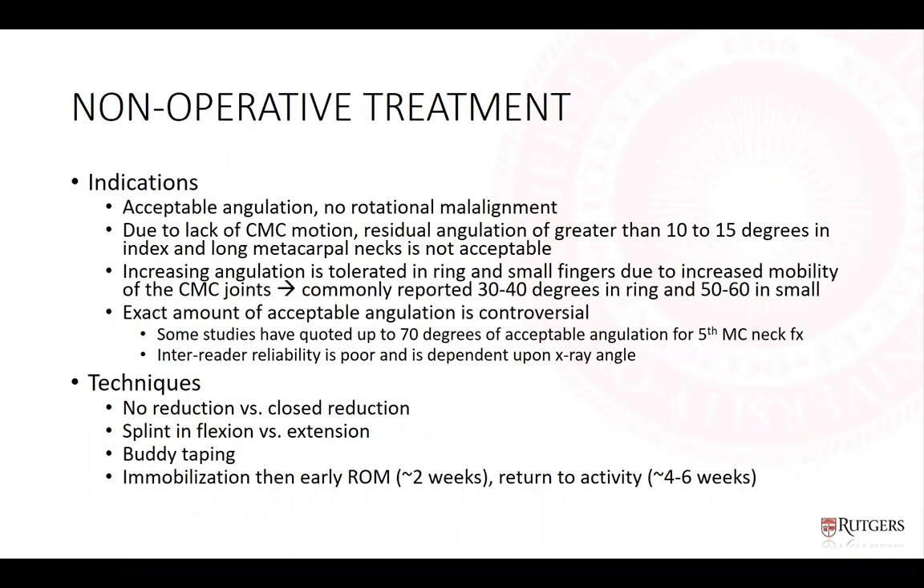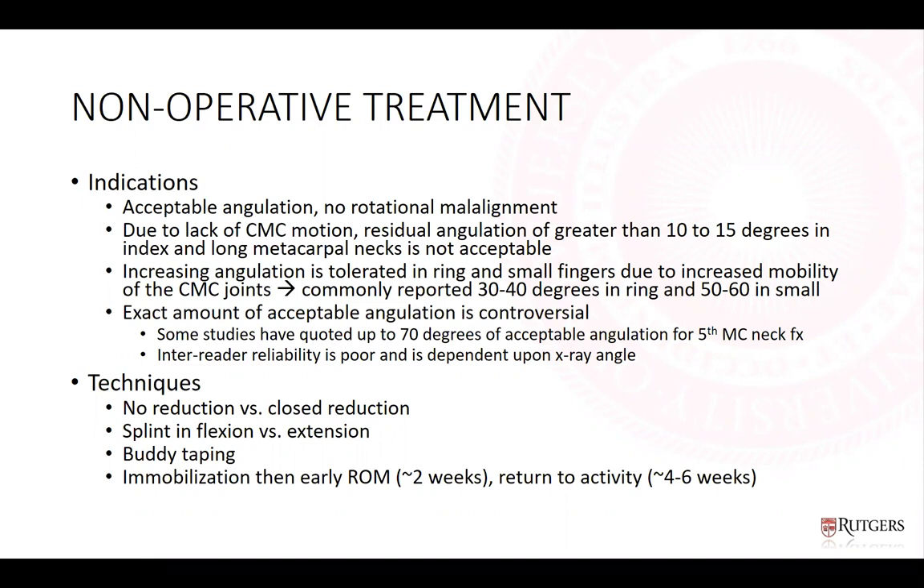Indications for non-operative management include acceptable angulation without rotational malalignment. Given the lack of CMC motion at the index and long finger metacarpals, more than about 5 to 10 to 15 degrees is commonly cited as the cutoff for non-operative treatment. Increasing angulation is better tolerated in the ring and small fingers and is commonly reported as 30 to 40 degrees in the ring and 50 to 60 degrees in the small finger. However, there are several studies that report good functional outcomes in fractures with up to 70 degrees of angulation for fifth metacarpal neck fractures.